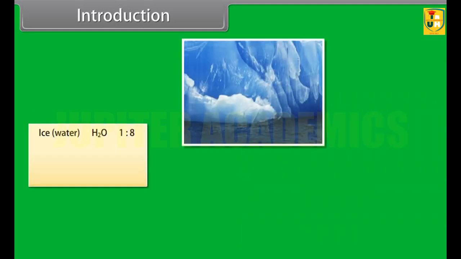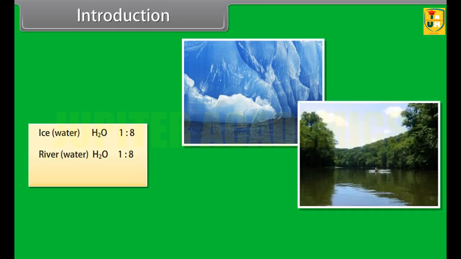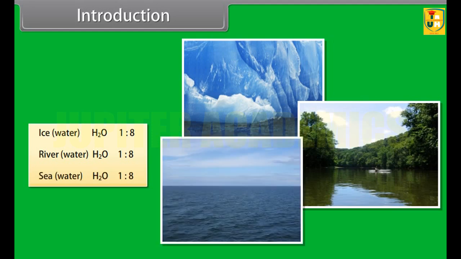Ice, H2O, 1:8. River H2O, 1:8. Sea H2O, 1:8.